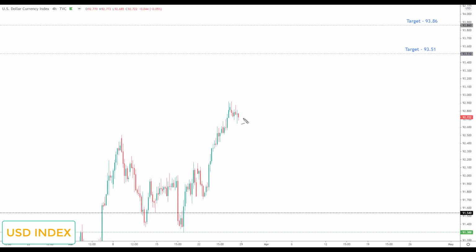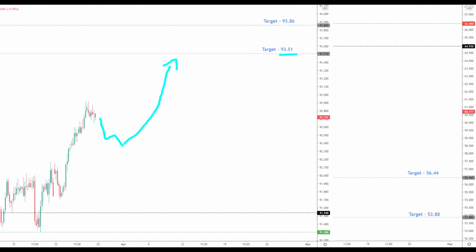Any correction in this market is going to be viewed next week as an opportunity to look for further advances in the DXY up to the 93.51. And this means I will be preferencing long dollar positions in the US dollar pairs next week. So again, I go into next week with a long bias on the US dollar.